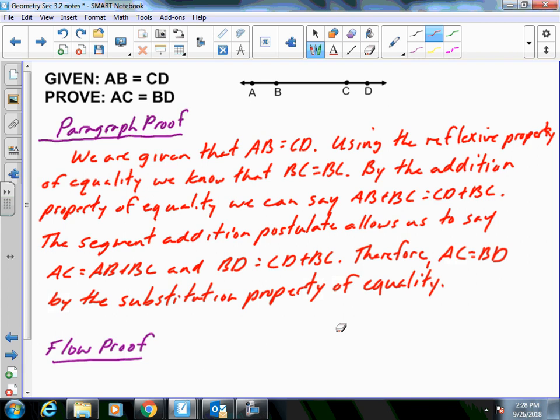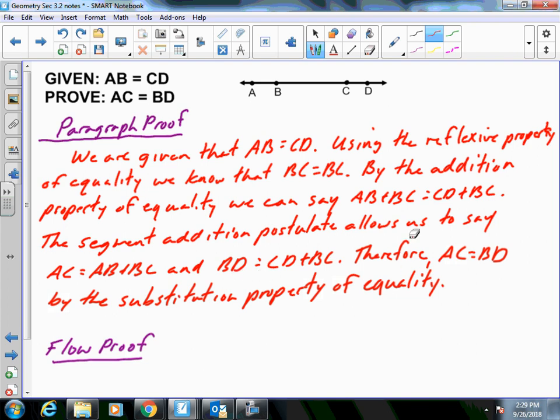And then we take that BC and we add it to both sides of the equation. By the addition property of equality, we can say AB plus BC equals CD plus BC. So same first three steps. Fourth step, the segment addition postulate allows us to say that AC equals AB plus BC and BD equals CD plus BC. All right, so just explaining that the AB plus BC is the same thing as AC, and the CD plus BC is the same thing as BD.